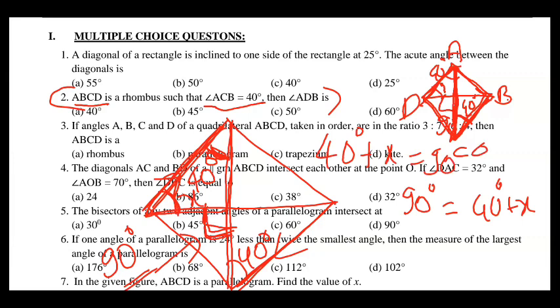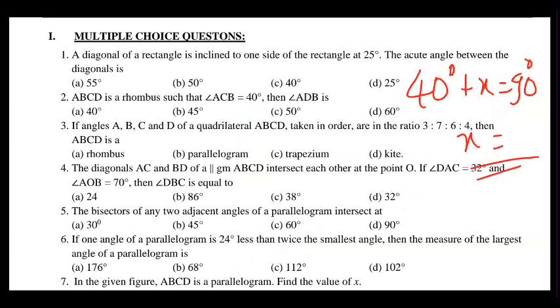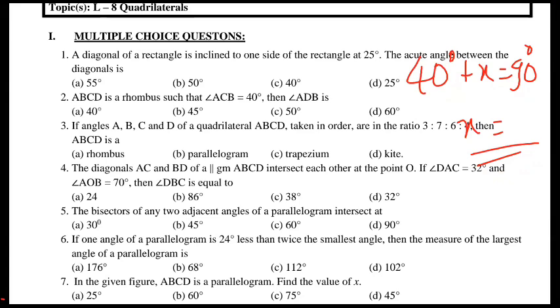Right, Laiba? What is x now? Solve for it. 40 degree plus x is equal to 90 degree. चलो बेटा उसका आंसर बताओ. What is x? 50 degree. X is 50 degree.